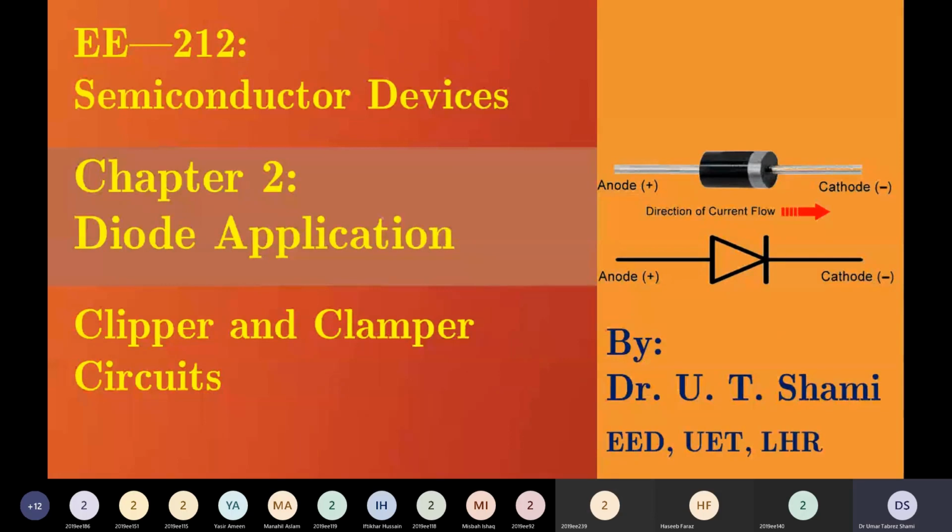This time we'll start with the clipper circuits and the clamper circuits. These are two very interesting circuits that are able to change the wave shape of the input signal.